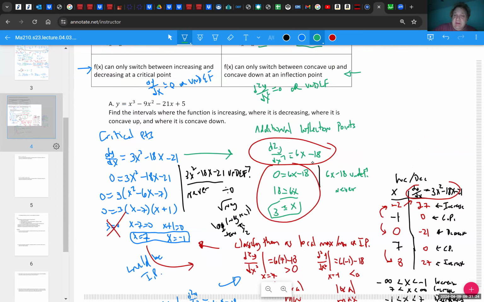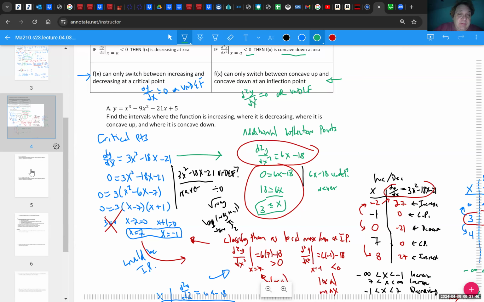Find the critical points, find the inflection points, any additional inflection points, make a list where the derivative is positive, where it is negative, make a list where the second derivative is positive, and where it is negative, and then you can write down the intervals for your answer. It's definitely not a quick problem, but it is rather straightforward once you know what to do.